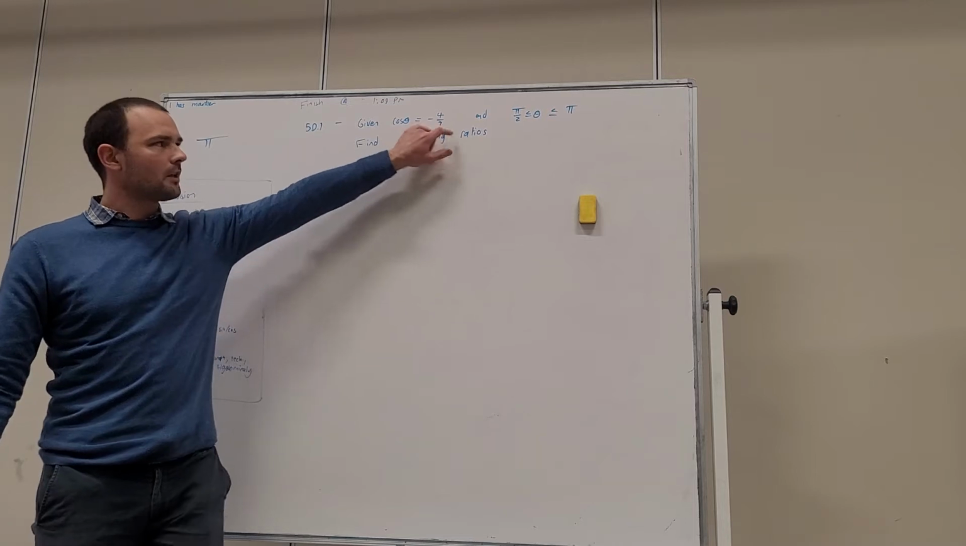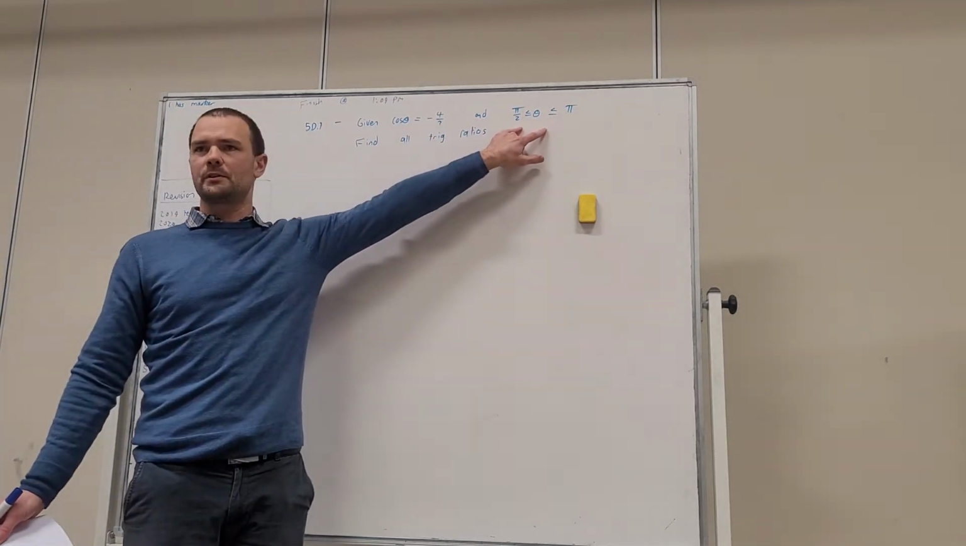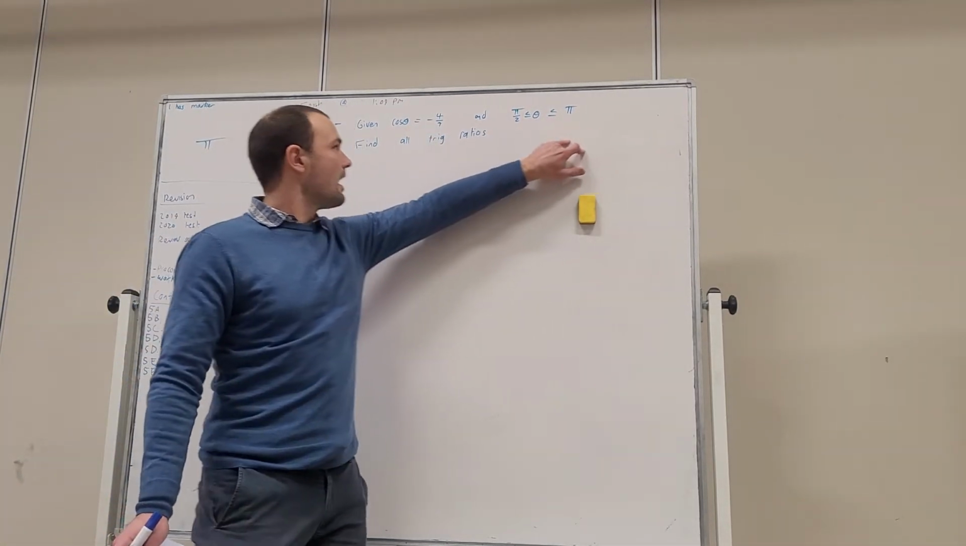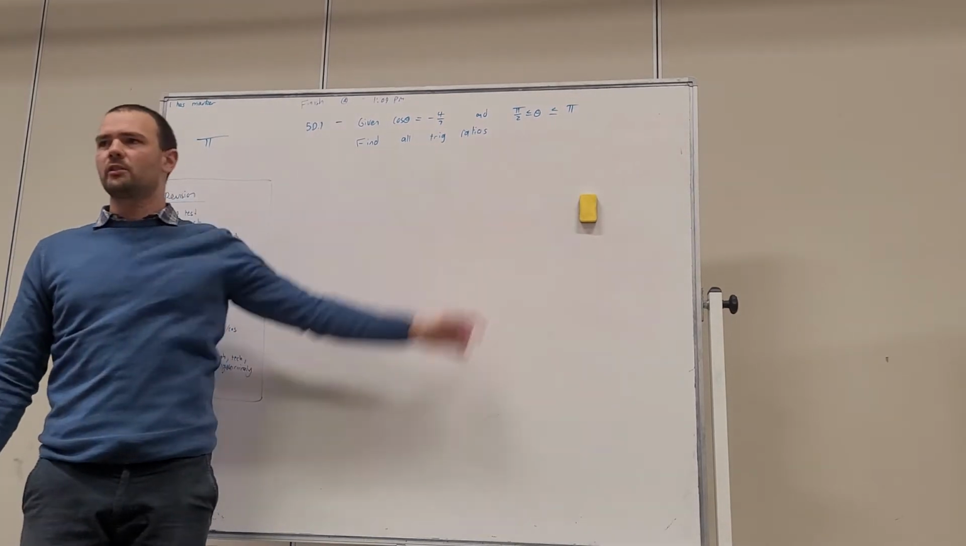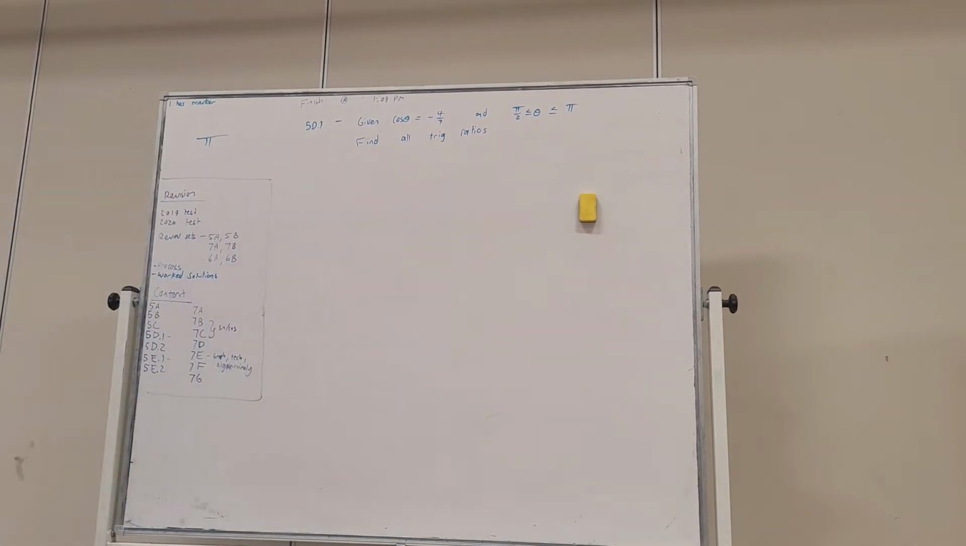Cos theta is minus 4 on 7. We're restricted to a region, we're restricted to the second quadrant. Find all trig ratios, so that means find sine, find cos, find tan.